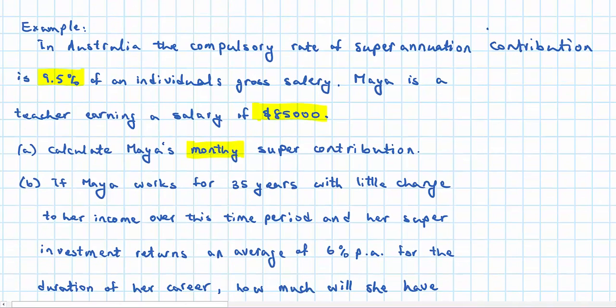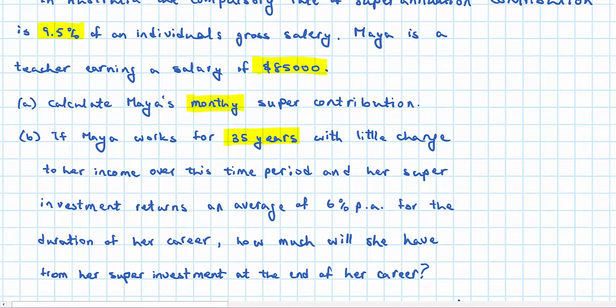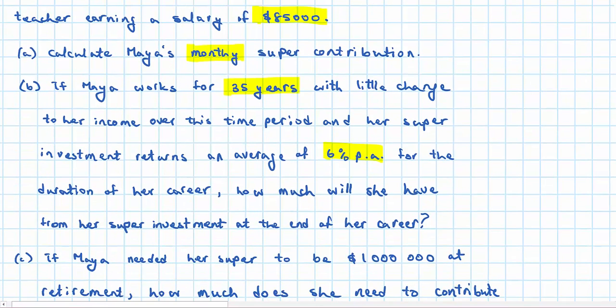Then it goes on to say Maya works for 35 years with little change to her income over this time, because we need that $85,000 to be constant, or the monthly installments to be constant, so we can do a calculation. Her super returns 6% per annum for the duration of her career. How much will she have in her super at the end of her career? So at the end of 35 years, how much money will there be?